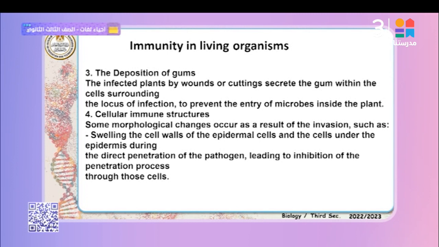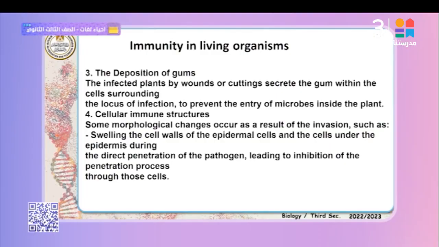When the plant is exposed to cutting and wounding, what is the meaning of wounded? Wounded, as a human is wounded. Okay? Formation of the gums. Gums prevent microbes and pathogens from entering and protect the plant. With the deposition of gums, the infected plant, at the wound or cut, secretes gums within the cells surrounding the locus of infection to prevent the entry of microbes inside the plant.